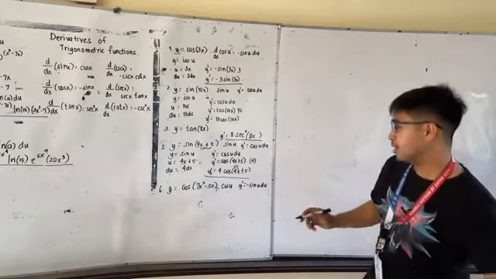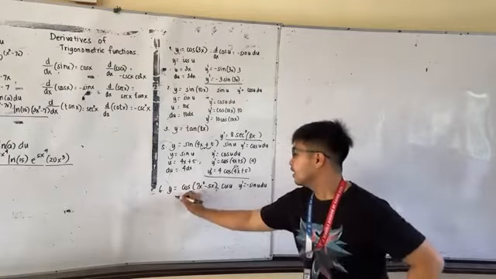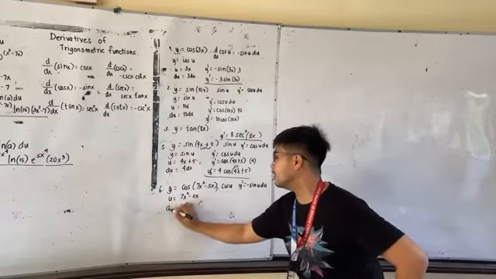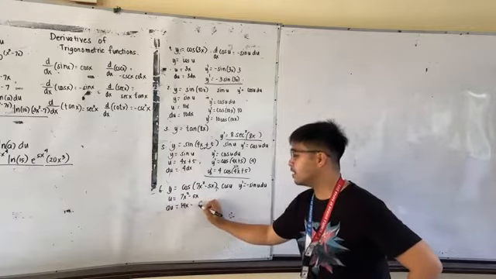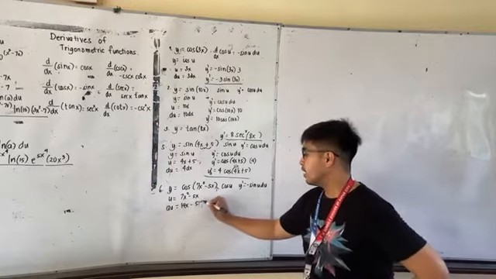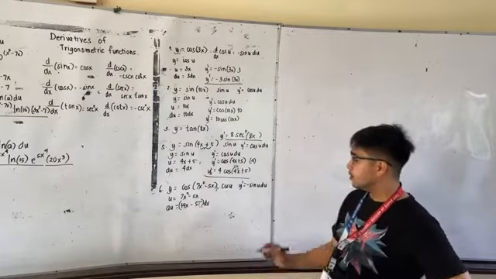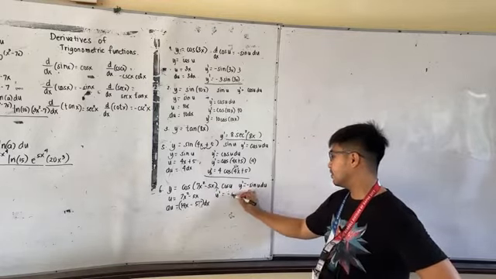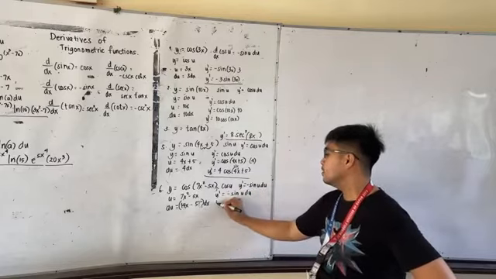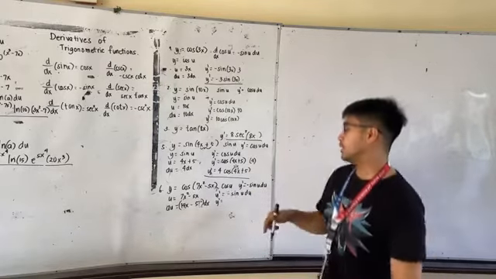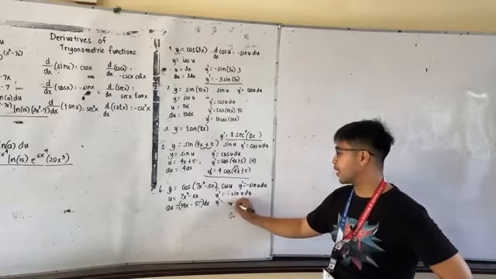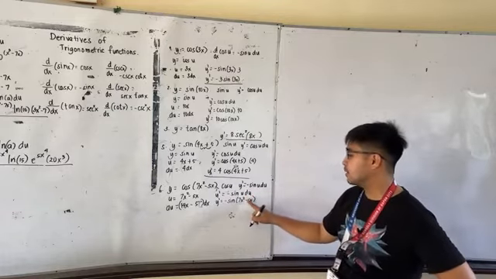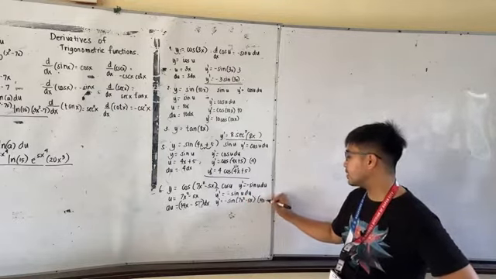Okay. Therefore, we need to identify first our u. What is our u? 7x squared minus 5x, and our du becomes 14x minus 5. Very good. Okay, therefore, it takes the form of y prime is equal to negative sine u du. Substituting the important values to our equation, y prime now is equal to negative sine of 7x squared minus 5x. But what is our du? Our du is 14x minus 5.